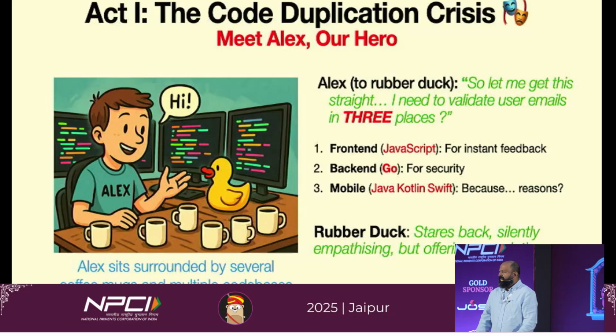the rubber duck, so let me get this straight. I need to validate user emails in 3 different places, right? I have to validate them in the front end because I want instant user feedback. I need to validate them in the back end because I want security, because the front end obviously can be bypassed easily. And then I also need to do the same validation in my mobile frameworks as well, because reasons, right? Interestingly, the rubber duck stares back, silently empathizing, but it offered no solutions.